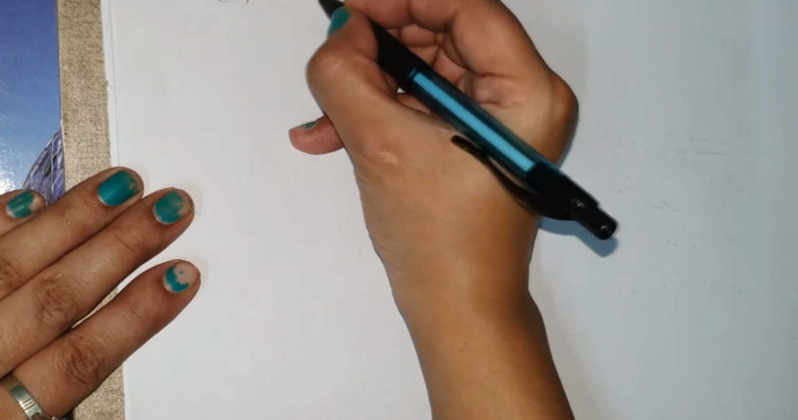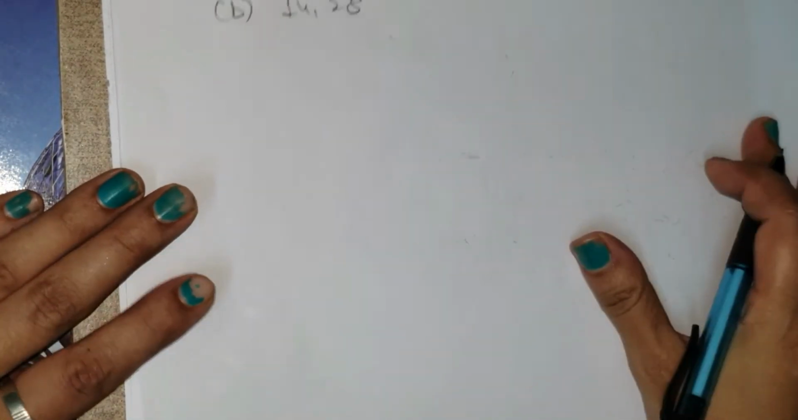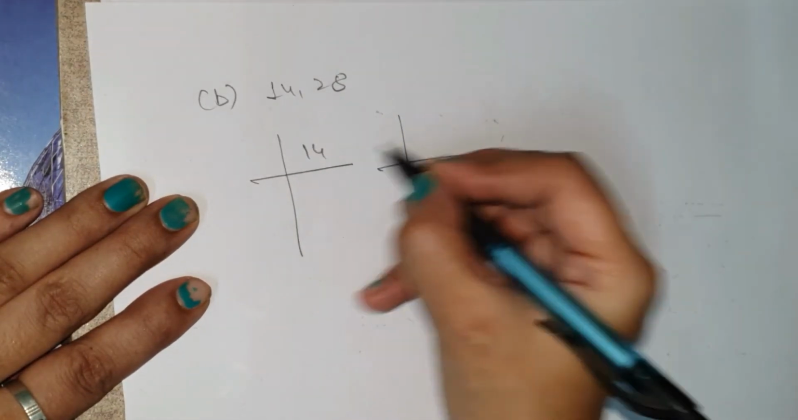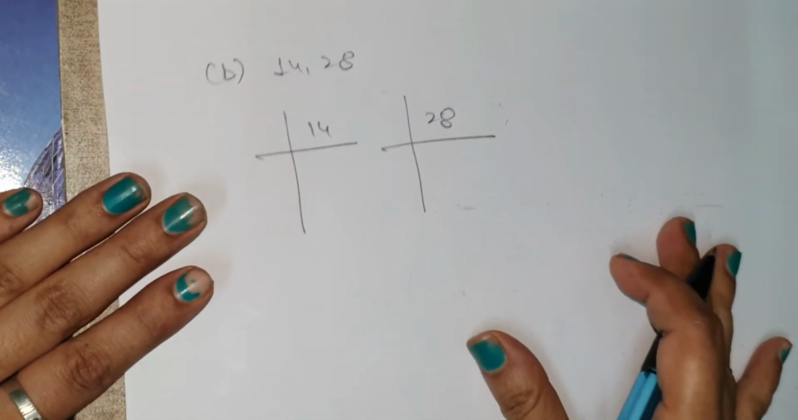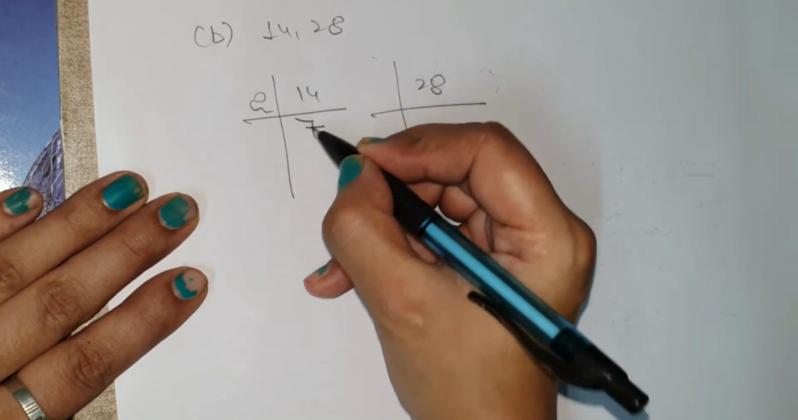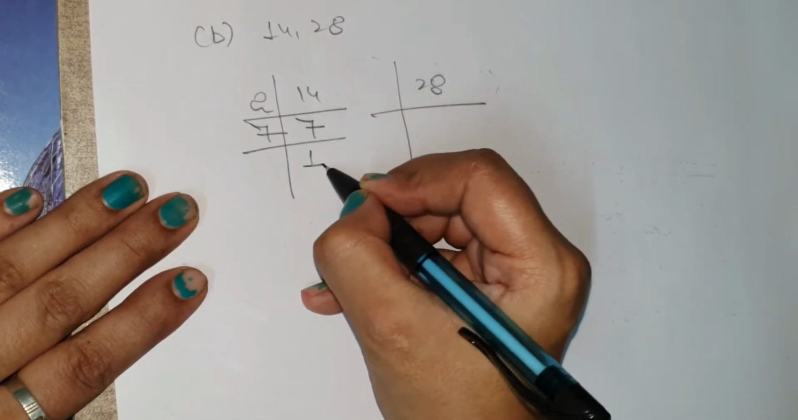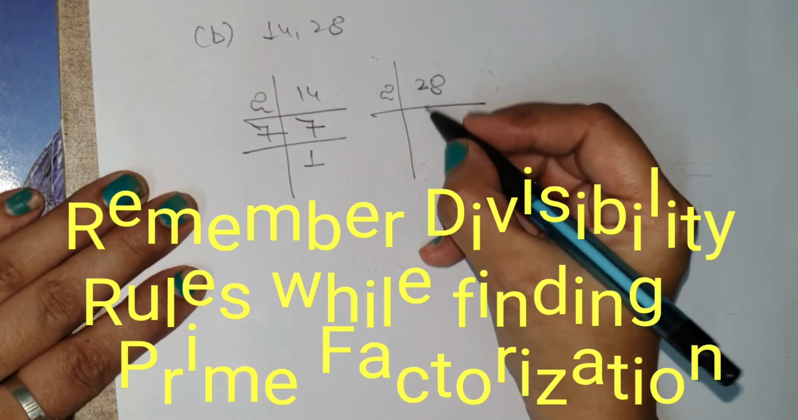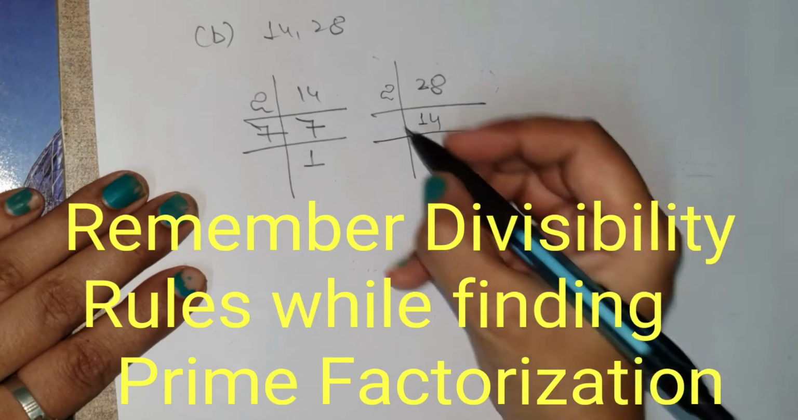B part, it is given 14 and 28. So we have to find the prime factorization of 14 and 28 here, okay, one by one. So 14 comes in the table of 2, 7 times, and 7 is a prime number, it comes in the table of 7 only one time. 28 comes in the table of 2, 14 times.